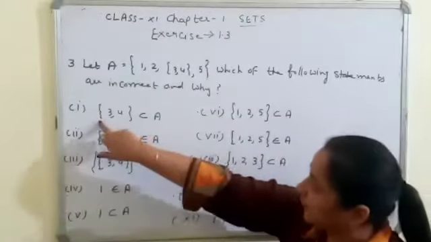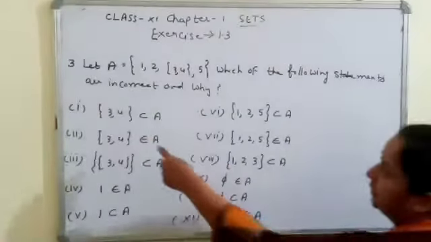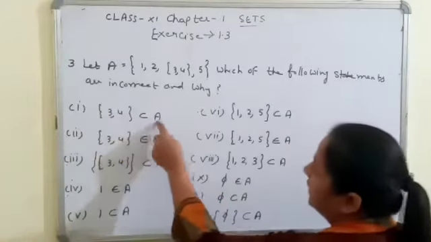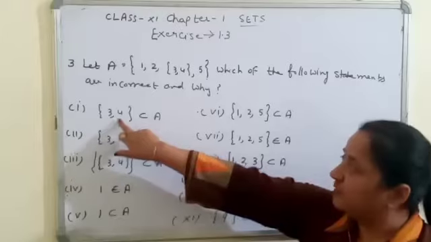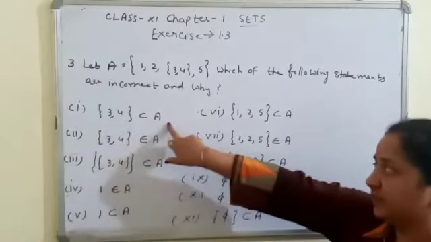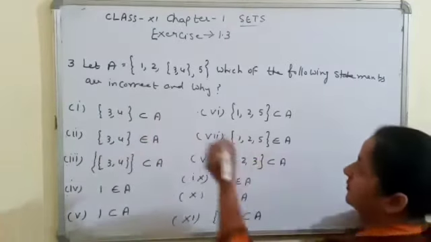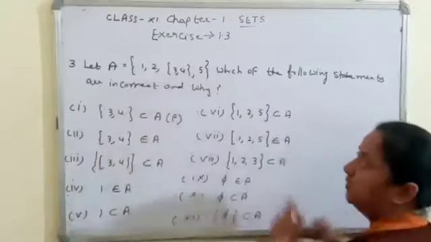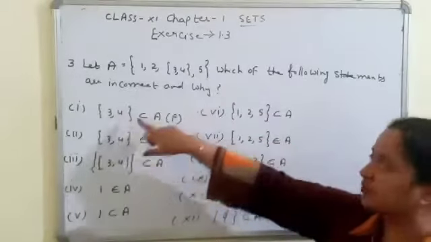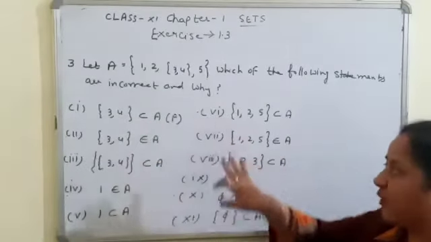So the first statement is, let's see the first part. {3, 4} is a subset of set A? Is {3, 4} a subset of set A? No, this is a false statement because {3, 4} is playing the role of an element in set A. This is not a subset. This is the false statement.